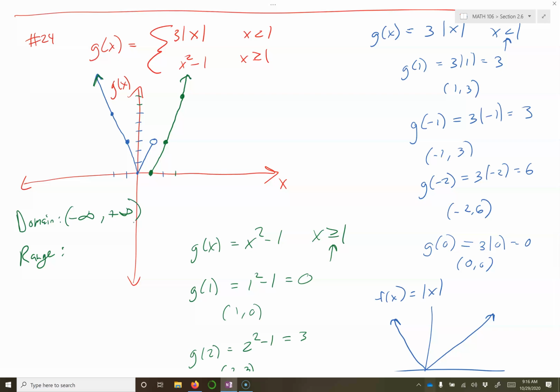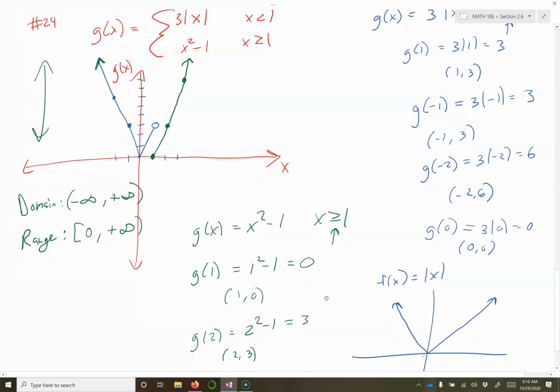How about the range? What's the lowest value we have? Just look vertically. And is it a bracket or a parenthesis? Bracket 0. And it looks like we go all the way to positive infinity. Boom. There you go. Beautiful. Okay.